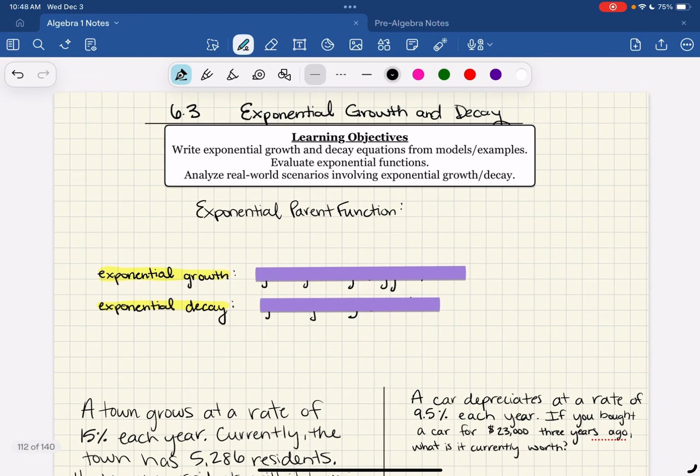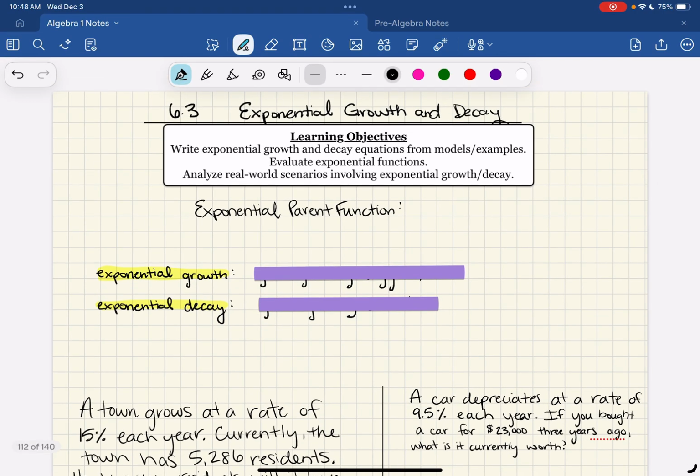All right, hi everyone, and welcome to 6.3 Exponential Growth and Decay. Our learning goals today are we're going to write exponential growth and decay equations using models and examples, evaluate exponential functions, and analyze real-world scenarios that involve exponential growth and decay. So let's start with a little refresher.